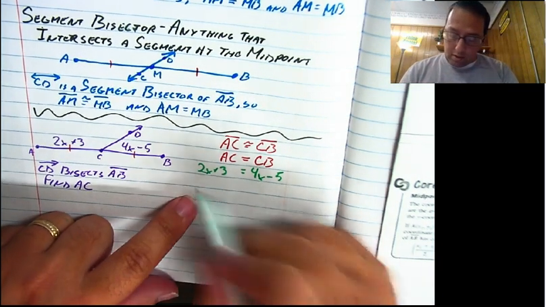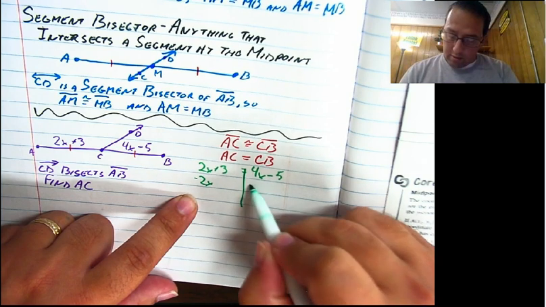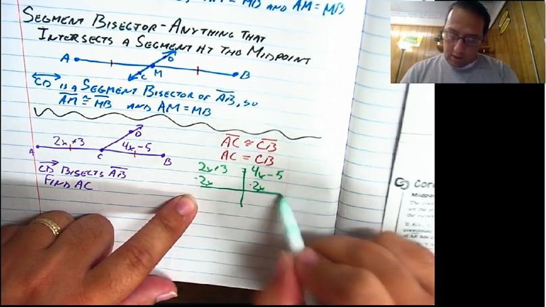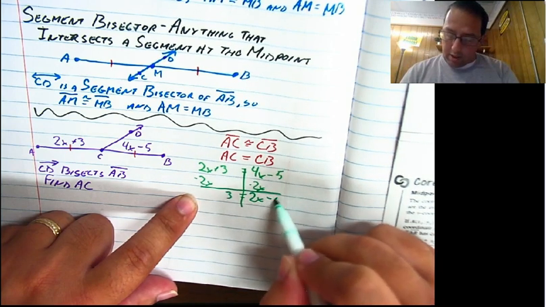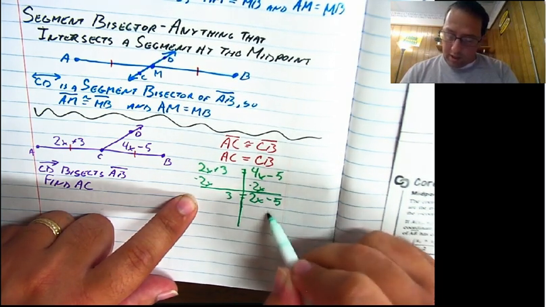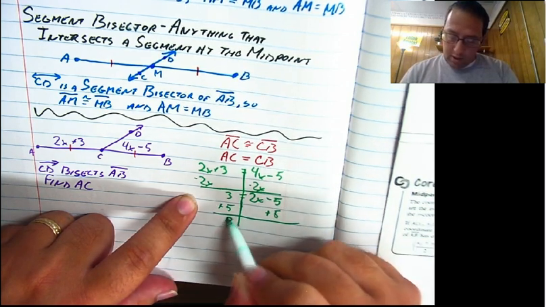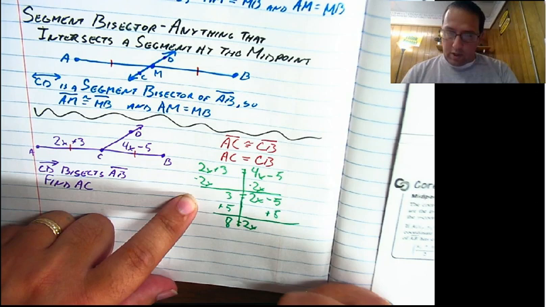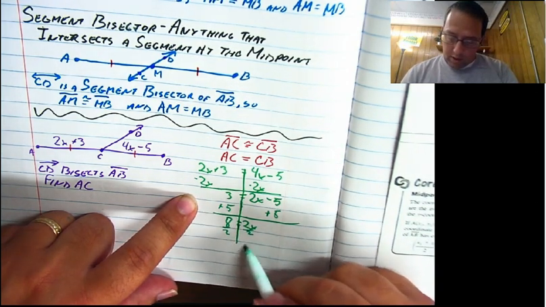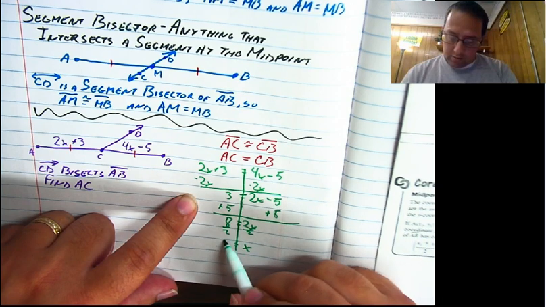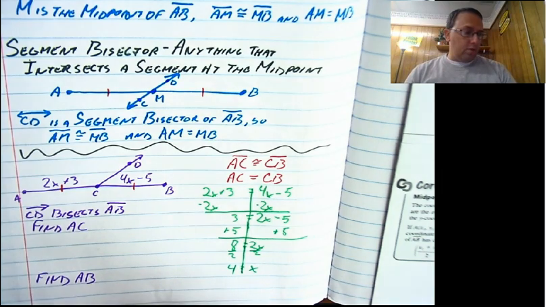So let's do that. First, let's move the x's over, so minus 2x on both sides. So 3 equals 2x minus 5. Add the 5 to both sides. 8 equals 2x. I only want 1x, so divide both sides by 2, and I end up with x equals 4. Good. I know that x equals 4 now.